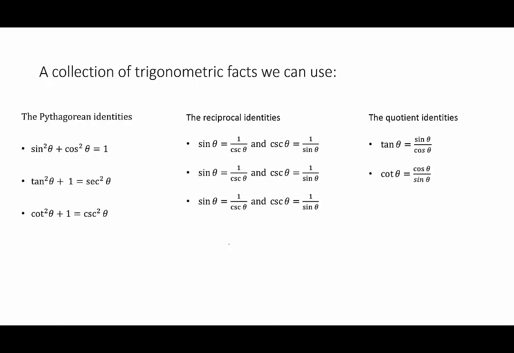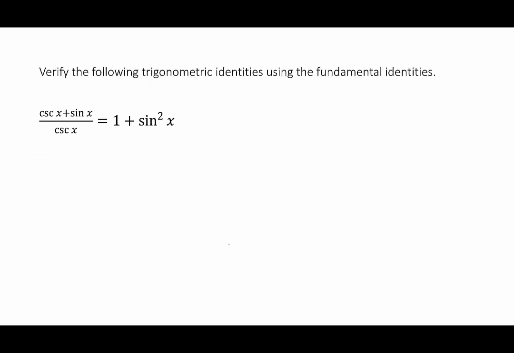Okay, some of the trigonometric identities that we can use, we have our three Pythagorean identities, we have the reciprocal identities, and we have the quotient identities. We're also welcome to apply any mathematical strategies like the addition property of equality, getting a common denominator by multiplying by factors of 1, etc., etc. All right, let's jump into our first example.